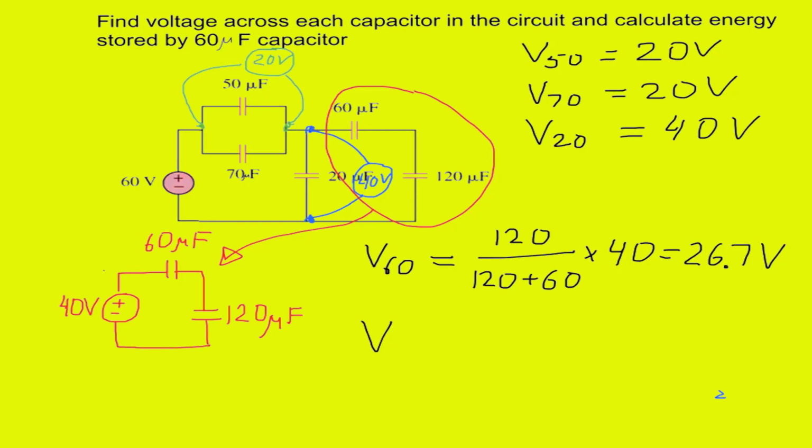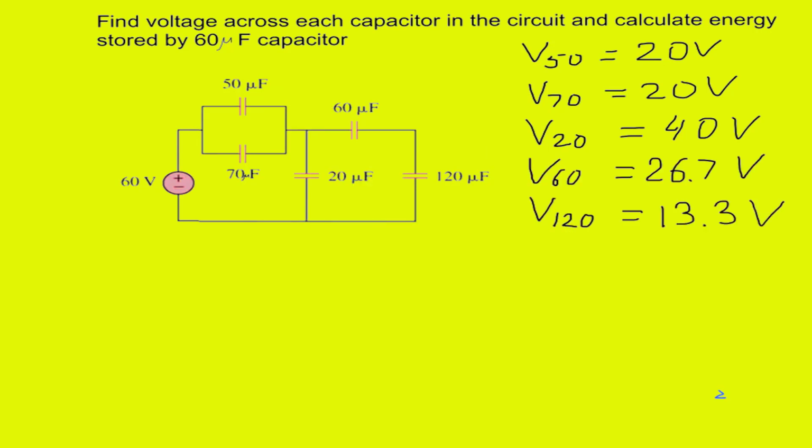Now it is pretty easy to find the voltage across the second capacitor, 120, because the total voltage is 40, so we subtract the voltage across the first one, 26.7, which gives us 13.3 volts. So let's see what we've done. We found the voltage across the 50 capacitor, the voltage across the 70 capacitor, the voltage across 20, so this one, and we also found the voltage across 60, here we go, and the voltage across the last capacitor, 120, so this is the answer.